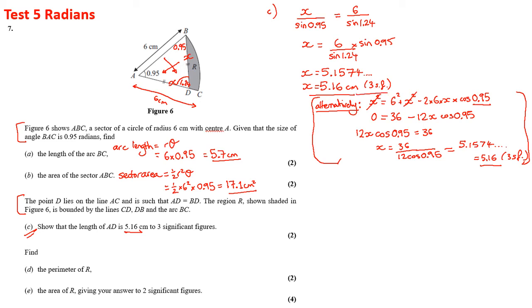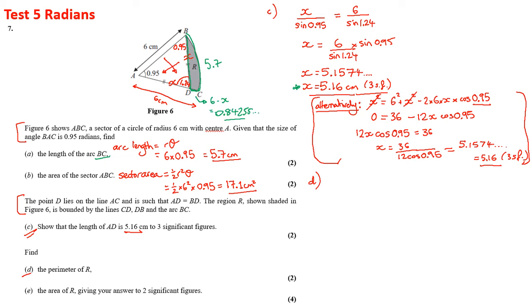Okay, part D, perimeter of R. So looking at the perimeter of R, we have already worked out arc length BC. So that one there we know is 5.7. We have just worked out the value of X. We've worked that one out here. And DC must be 6 minus X.